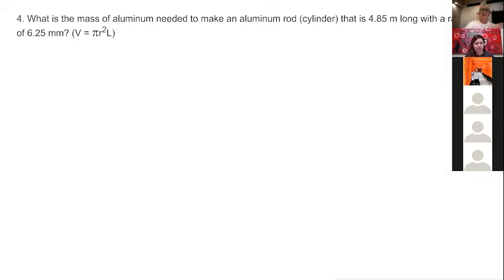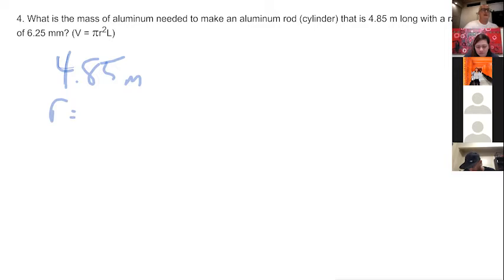We have an aluminum rod. It is 4.85 meters long, and it has a radius of 6.25 millimeters. It's asking you, how much aluminum do you need to make an aluminum rod this size? Basically, what we need to do is figure out the volume of that rod. What's the volume of the rod?